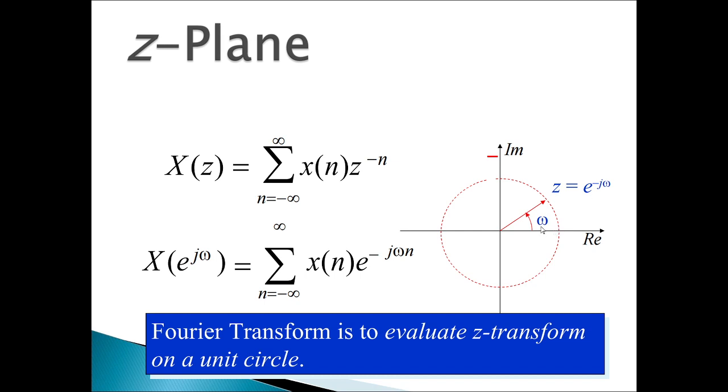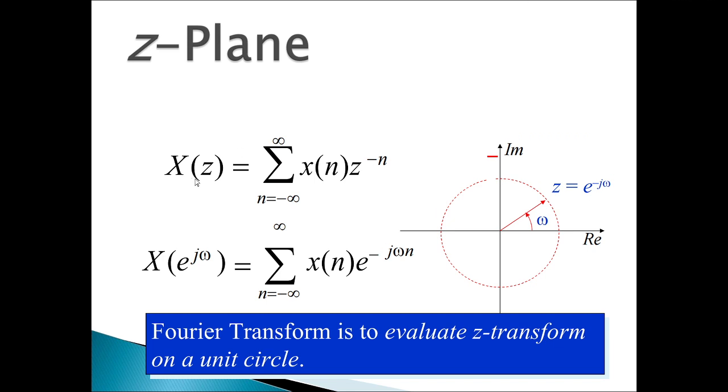In the case of Fourier transform, we need to plot the amplitude spectrum and the phase spectrum, whereas in the case of Laplace transform and Z transform, we have to plot the region of convergence. In the case of Laplace transform, it is the range of values of s for which x of s converges. In the case of Z transform, it is the range of values of z for which x of z converges, that is called the region of convergence.